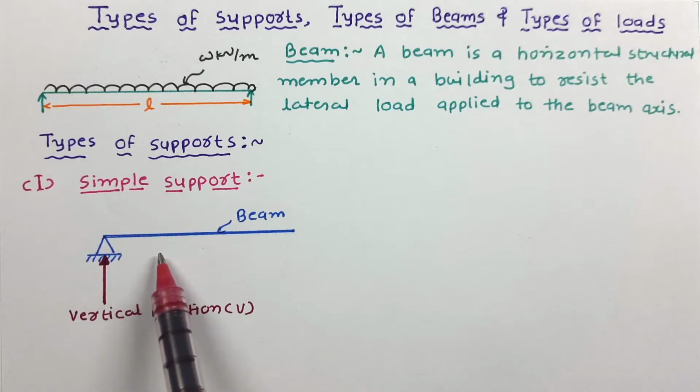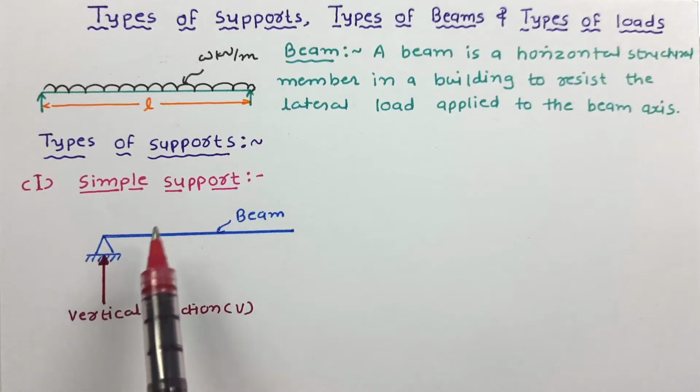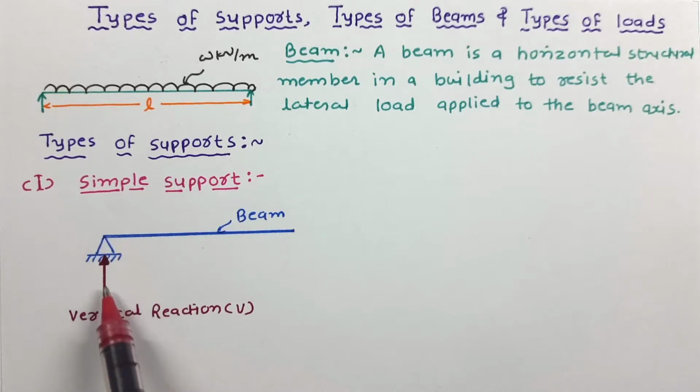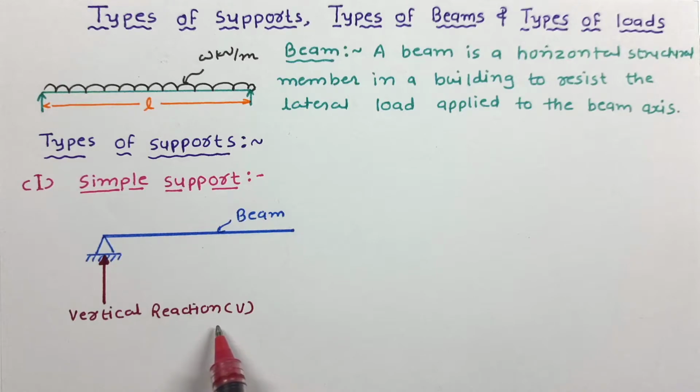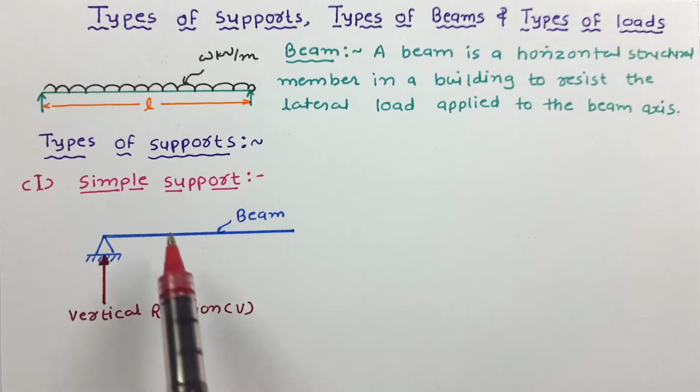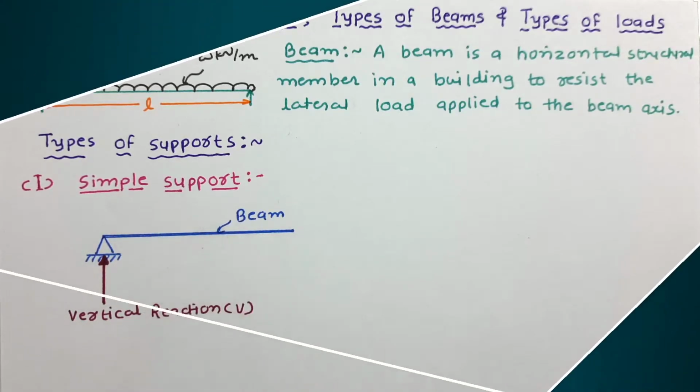If moment is applied, it will rotate, but the beam cannot move in downward direction. So this movement in vertical direction is restrained. So there is only one reaction, that is vertical reaction. Here there is no horizontal reaction and moment in simple support.